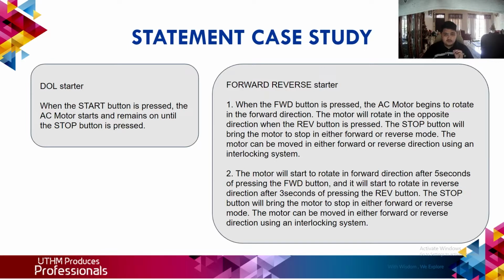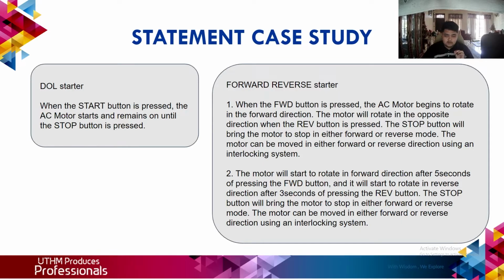The next one is about the forward reverse starter. In the first case study for the forward reverse starter, when the forward button is pressed, the AC motor begins to rotate in the forward direction. The motor will rotate in the opposite direction when the reverse button is pressed. The stop button will bring the motor to a stop in either forward or reverse mode. The motor can be moved in either forward or reverse direction using an interlocking system.